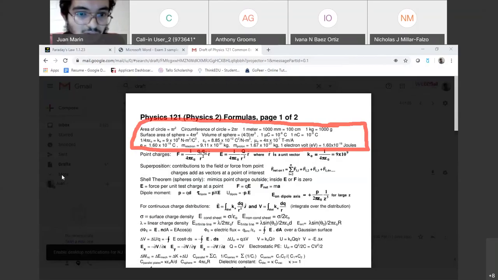All right, so here we have what you all need to know. This first section is very important, of course. Fundamental units, fundamental constants like the permeability of free space. You might need to use permeability and permittivity of free space, epsilon naught and mu naught. These two are very important. Conversions are important. All of that. You might need to know the mass of the electron.